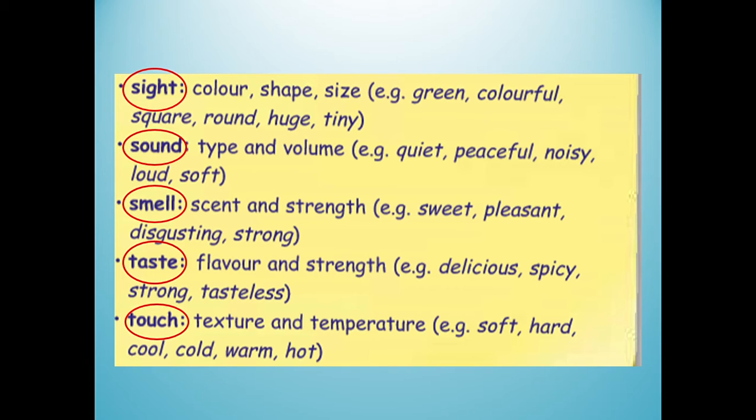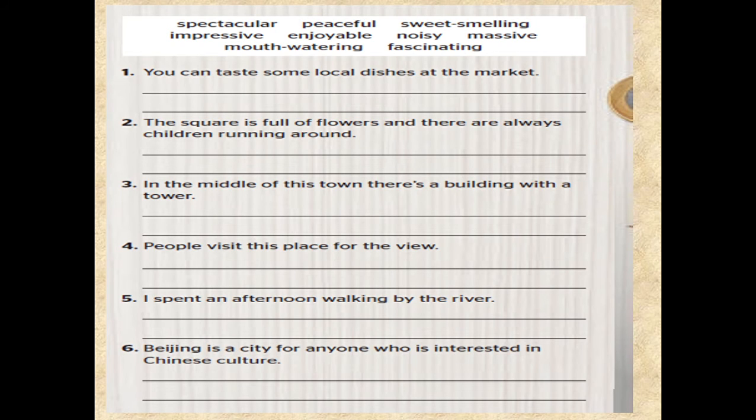For smell, scent and strength: sweet, pleasant, disgusting, strong. For taste, flavor and strength: delicious, spicy, strong, and tasteless. Touch, texture and temperature: soft or hard, cool or cold, warm or hot. Now, use these adjectives. You can taste some local dishes at the market.